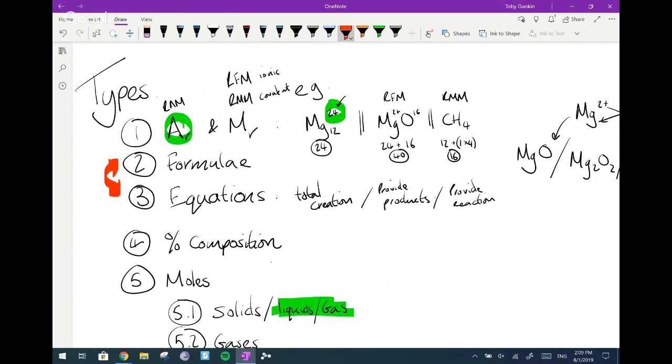Formulae and equations, they go together. Without those two, you can't do each one of them. Equations rely on formulae.